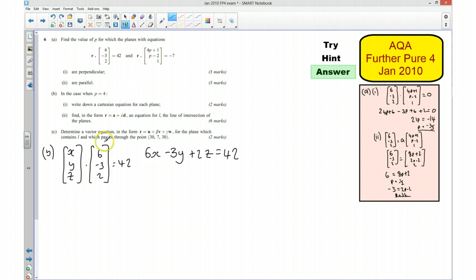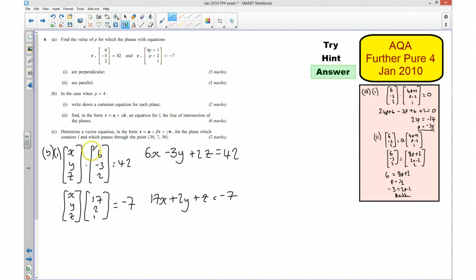And for the other one, well, I know p is 4, so that's going to be, and I'll write it as x, y, z again. And I've got 17, 2 and 1, and this time this is going to be equal to -7. Okay, so I've got 17x plus 2y plus z is going to be equal to -7.